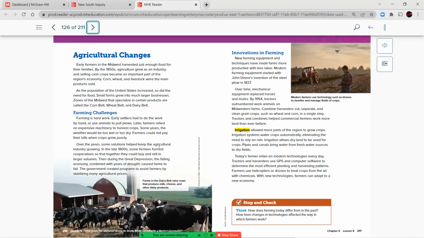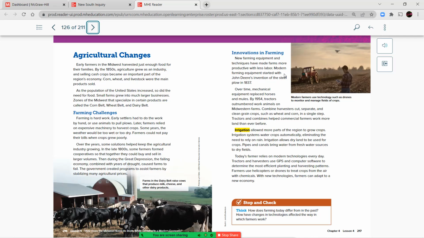some solutions helped keep the agricultural industry growing. In the late 1800s, some farmers formed cooperatives so that together they could buy and sell in large volumes. Then during the Great Depression, the failing economy combined with years of drought caused farms to fail. The government created programs to assist farmers by stabilizing many agricultural prices. Farms in the Dairy Belt raised cows that produced milk, cheese, and other dairy products.